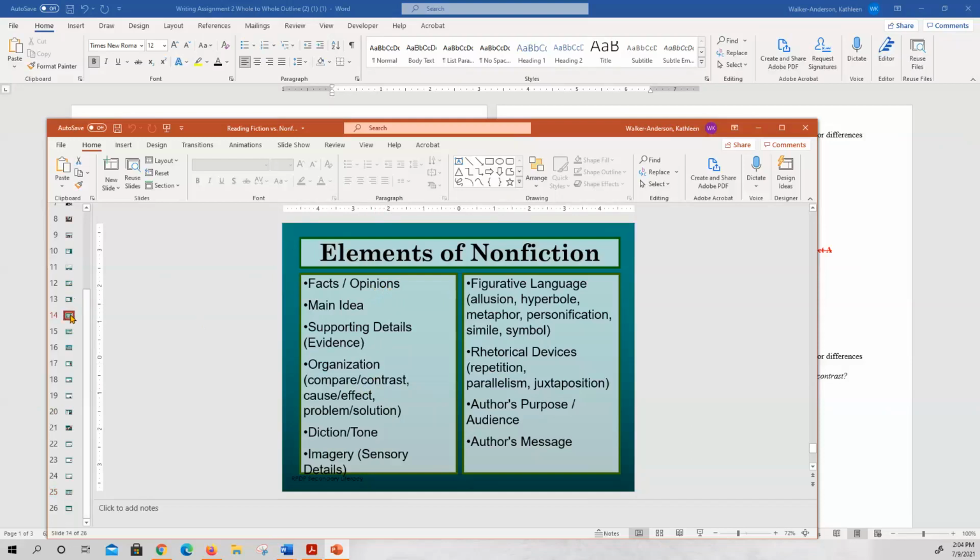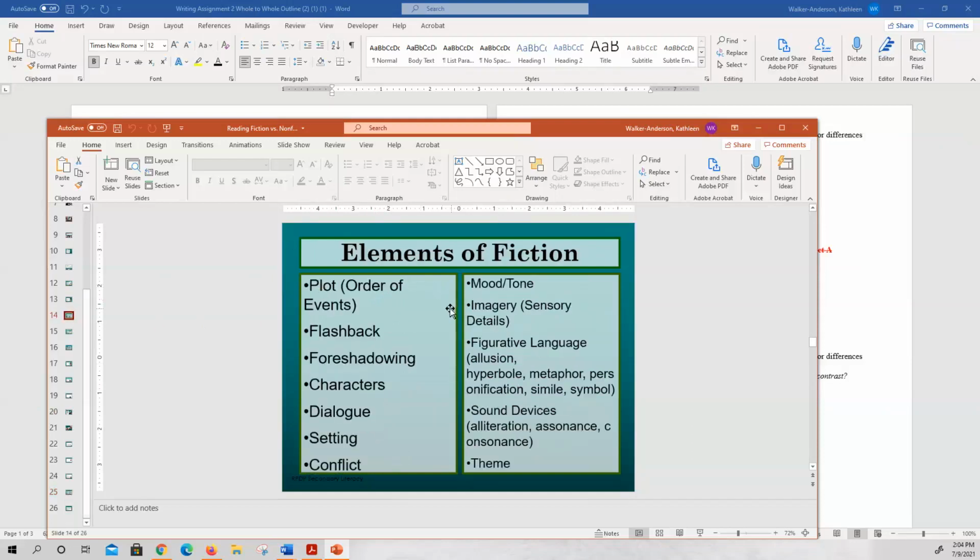So I'm going to go back up to fiction. So I have plot, the order of events. The plot aligns with the same idea of what the main idea and supporting details is in nonfiction. So I'm going to keep plot. And then we have things like characters, dialogue, setting, conflict. Well, fiction is fiction mainly because it is an order of events and it has different characters in it and it takes place in a certain setting and there's always a conflict. So I'm going to do those.